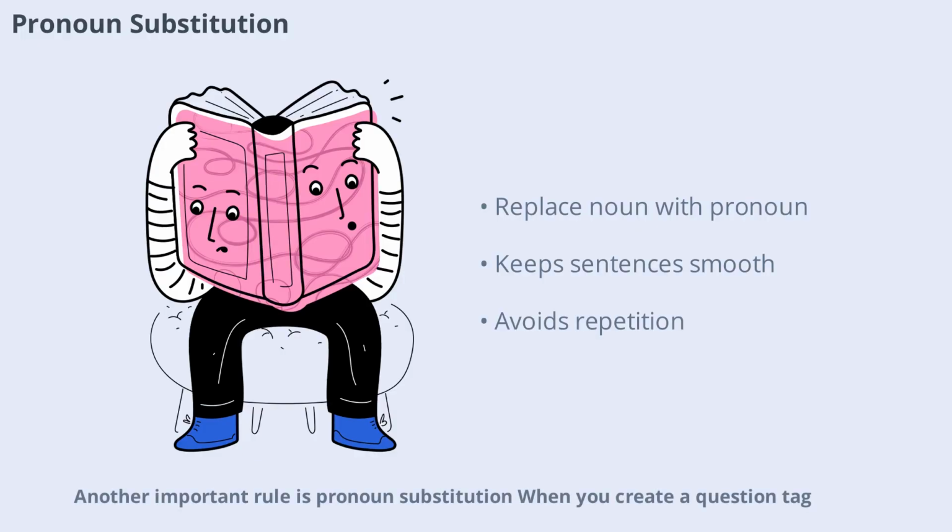Another important rule is pronoun substitution. When you create a question tag, replace the subject noun with its matching personal pronoun. For example, "The train was late, wasn't it?" Here, the train becomes it in the tag. This makes your sentences smoother and avoids repetition. Always use the correct pronoun to keep your English clear and concise.